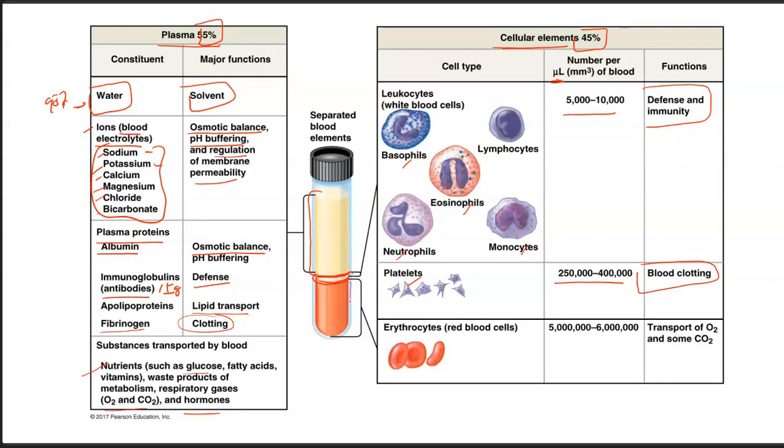And then the bottom one here, the red one, is the red blood cells, the erythrocytes. One microliter of blood contains about 5 to 6 million red blood cells. Imagine that. They transport oxygen and carbon dioxide. Each red blood cell will carry 4 oxygen molecules. So how many oxygen molecules are there in your body?